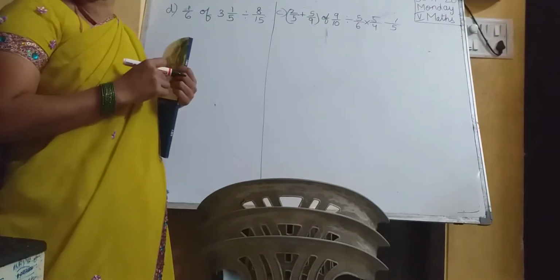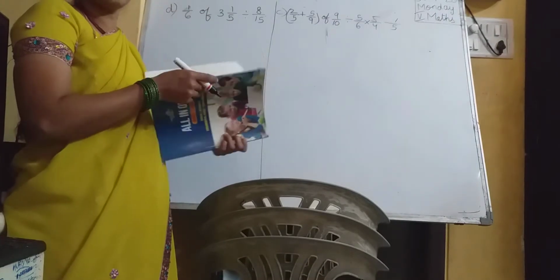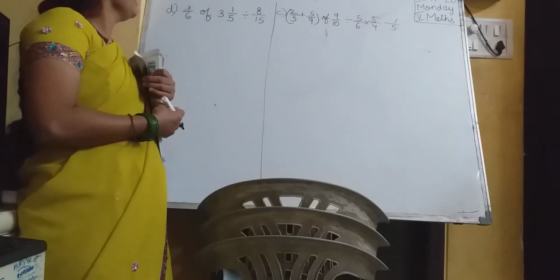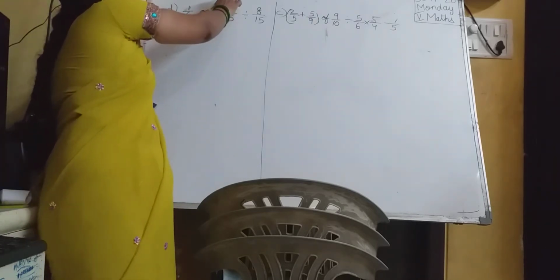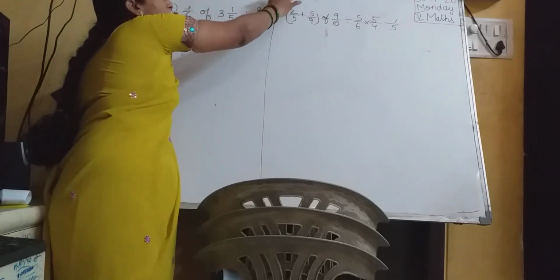Good morning, children. In the last class I explained BODMAS to you, but you did not follow it because the board was not clear. Today again I am explaining BODMAS. See, here B means brackets, O means of, D means division, M multiplication, A addition, S subtraction.